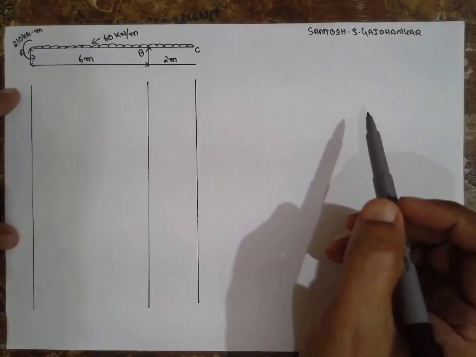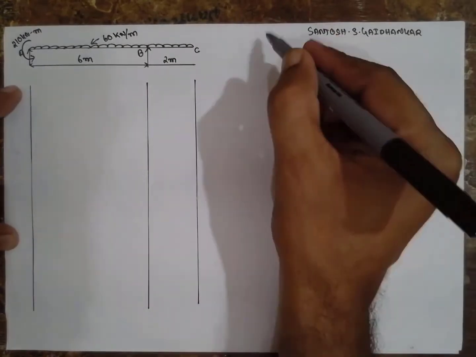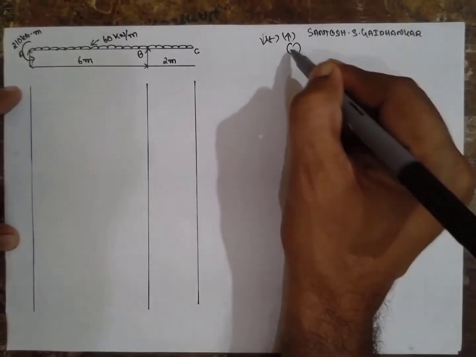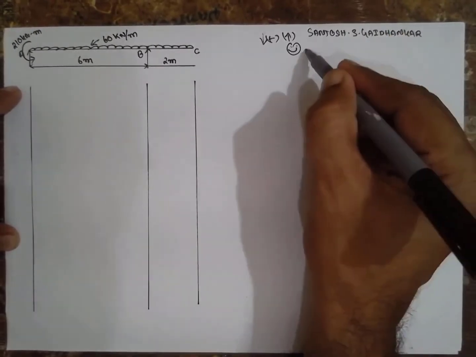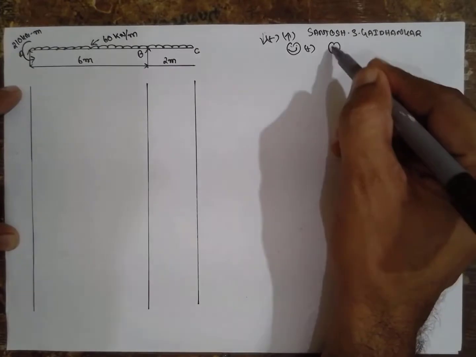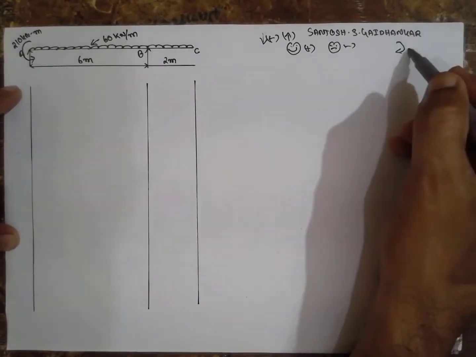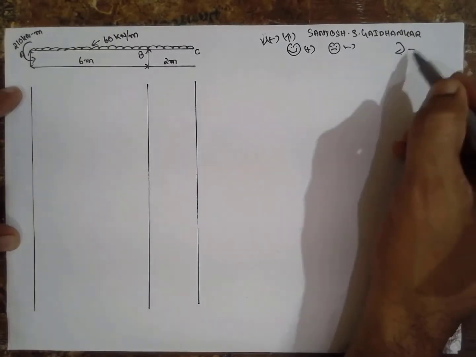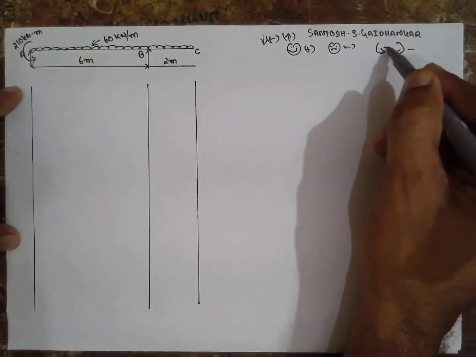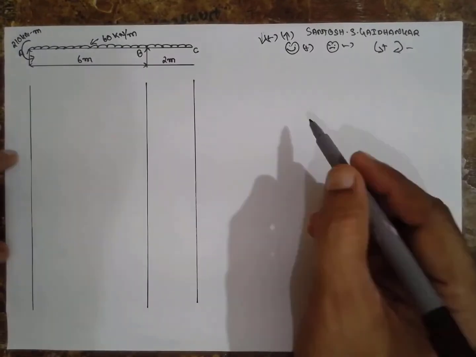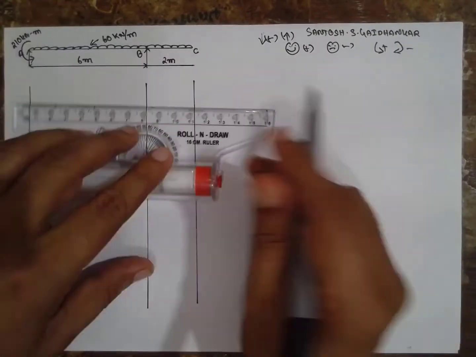Today I am solving the problem of overhanging beam. Downward arrow is positive, upward is negative. Sagging is positive, hogging will be negative. For clockwise and anti-clockwise moments: clockwise is negative, anti-clockwise is positive. I will convert into a point load here.